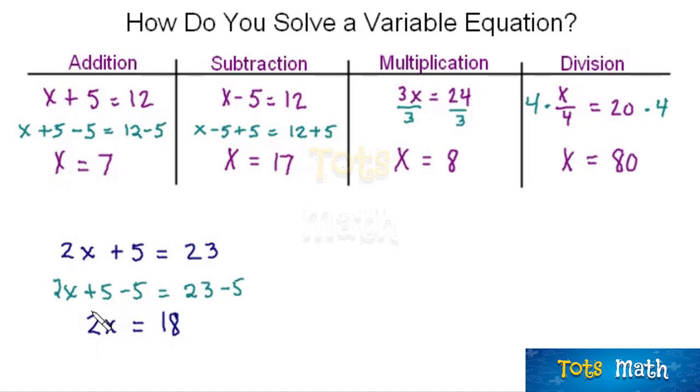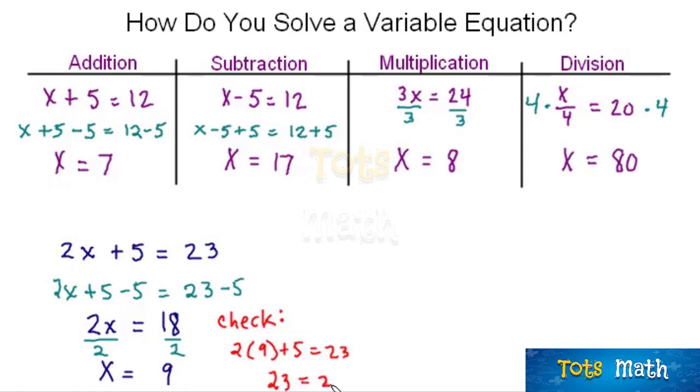And that's a multiplication problem with a variable. So let's divide each side by 2. And that gives us x equals 9. And we can do a fast check on that. We check our work by substituting our answer for x in the original equation. So we would get 2 times 9 plus 5, and that should equal 23. Well, 2 times 9 is 18, plus 5 more equals 23. So it checks.